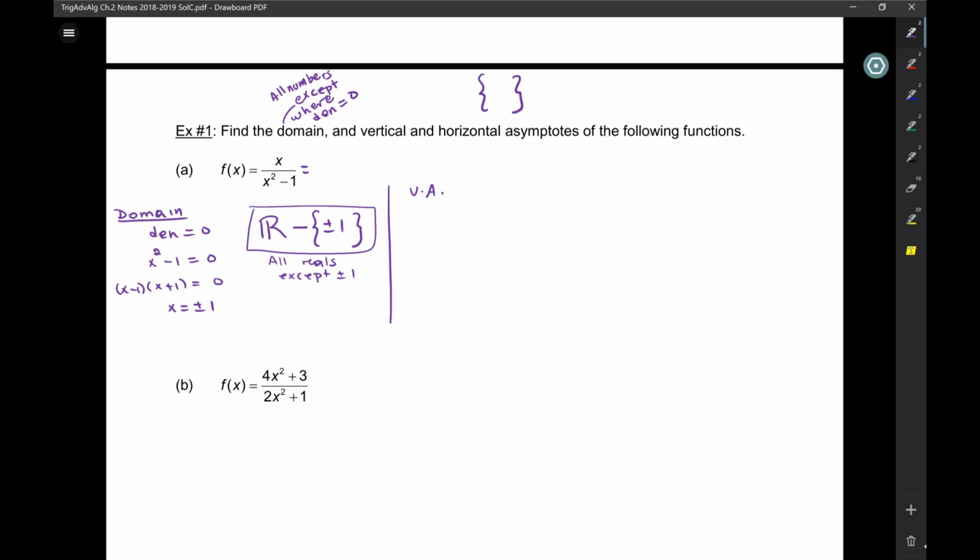Now, for vertical asymptotes, again, we're going to set the denominator equal to 0. So what I like to do for vertical asymptotes is factor the numerator and denominator.